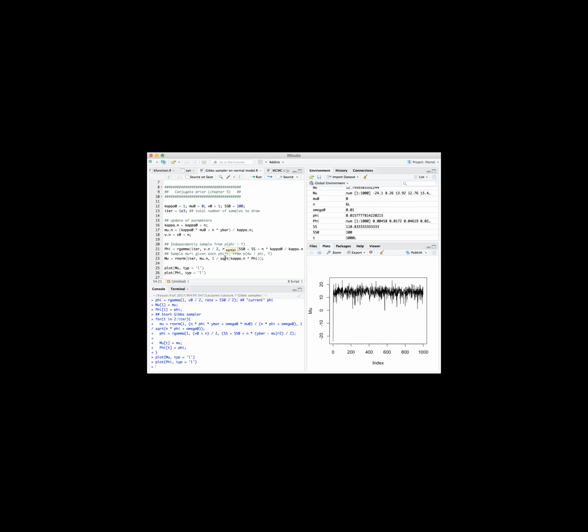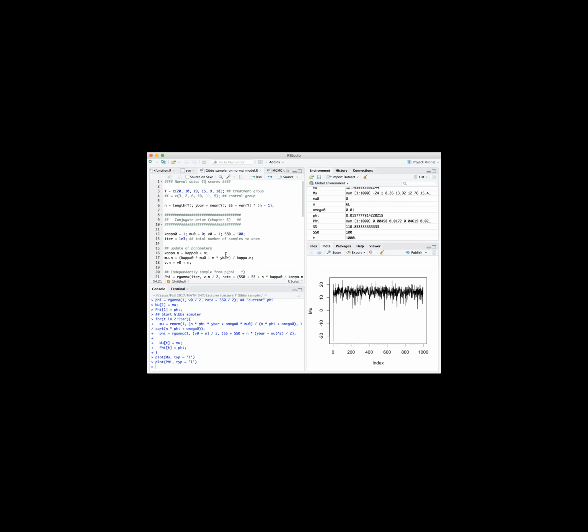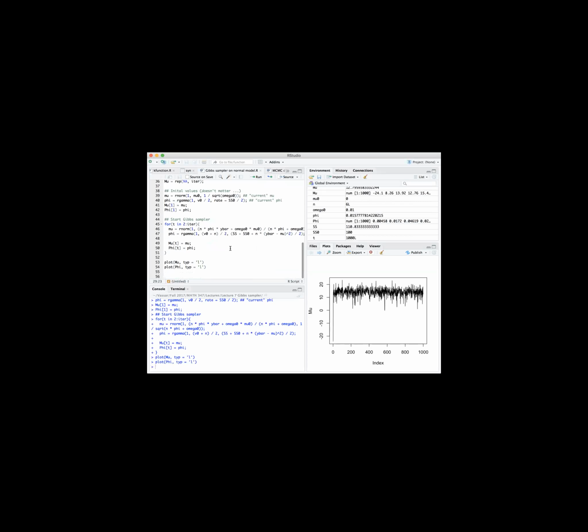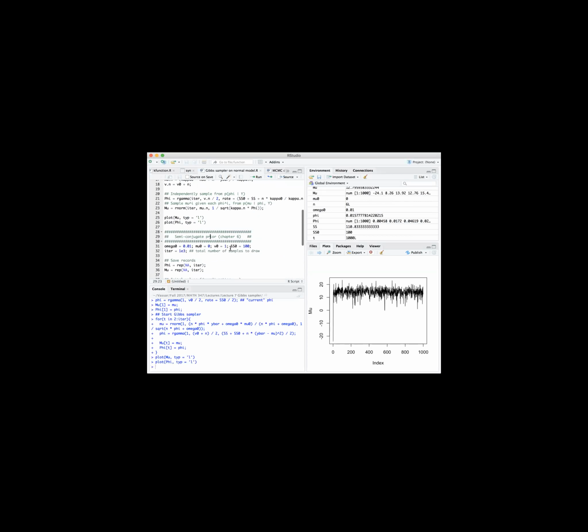So this set of slides and this set of R code will be a good way to compare. Same data set, two different normal models: one is the conjugate prior from chapter 5, the other is the semi-conjugate independent priors from chapter 6. And then I have two different ways of analyzing it. Which one is better? That will be a natural question to ask, I think.